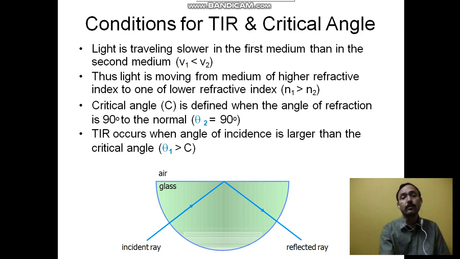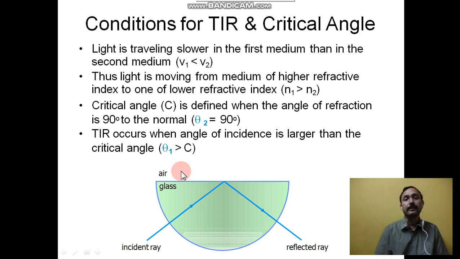The refractive index means the velocity of light in vacuum divided by the velocity of light in the medium. For air, the refractive index is 1, as we are considering vacuum and air to be almost the same. So it is equal to 1. But for glass, the velocity of light in the medium is less than the velocity of light in vacuum, so its refractive index is more than 1. Here it is 1 for air, so the refractive index of glass is more than that of air.